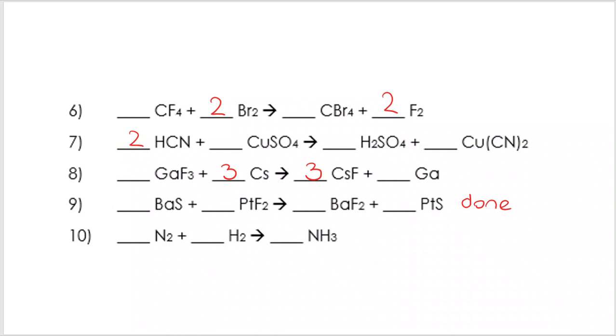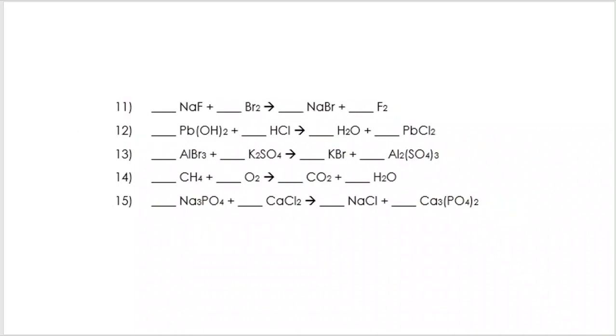And on to the next one. This will be a very important equation as we move through future topics. But I can see here I've got 2 N's, so I need 2 NH3 to balance it. I've now got 6 H's, so I need 3 H2 to balance it. 5 more examples for you.